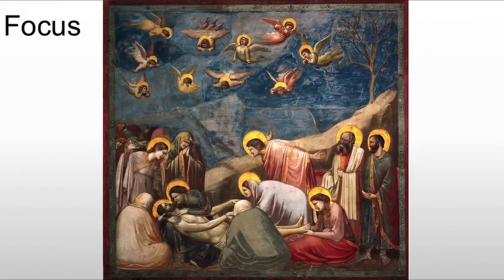Finally, we have focus, the area of the image which is supposed to draw your eye. And an artist always, as we've talked about with implied line, is trying to draw us to a single point so that we know where to start the story and how to read it. In this case, this is a piece by Giotto. This is an early Renaissance piece.